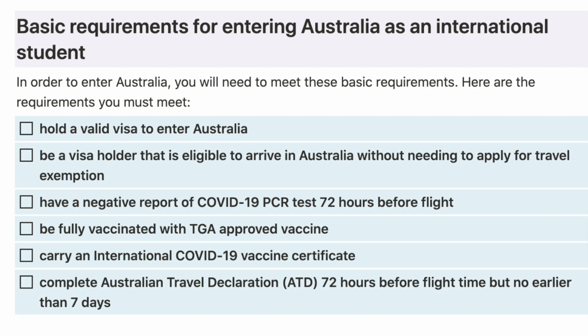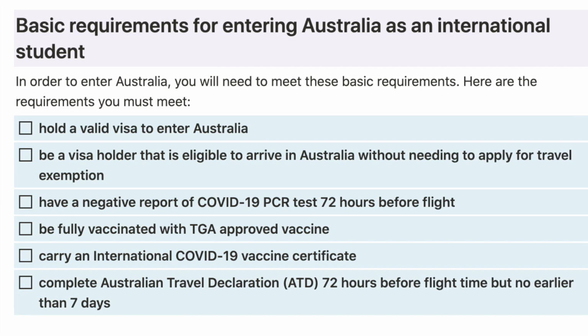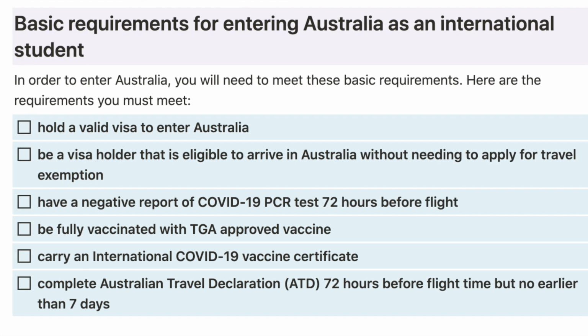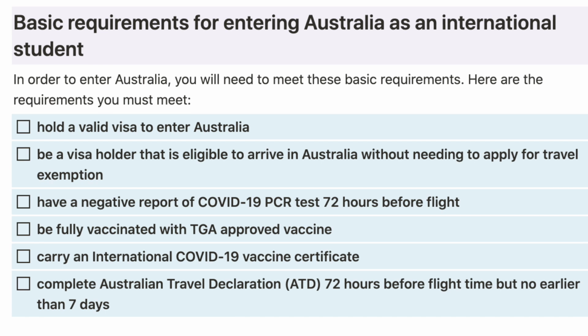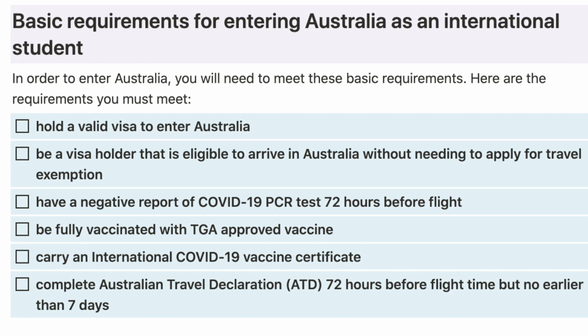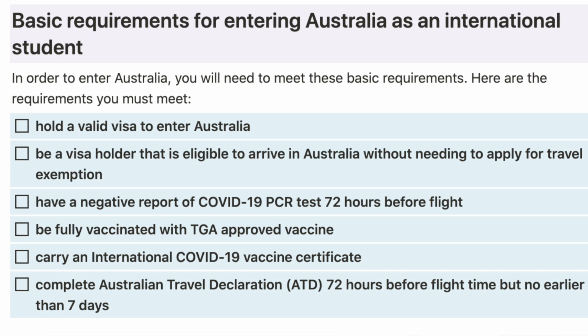You must be fully vaccinated with a TGA approved vaccine, must carry an international COVID-19 vaccine certificate, and must complete an Australian travel declaration, which must be completed 72 hours before your flight time and not earlier than 7 days before your flight. So these are the basic requirements that everyone must meet in order to enter Australia.